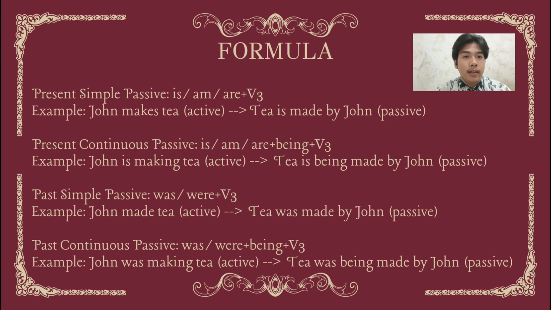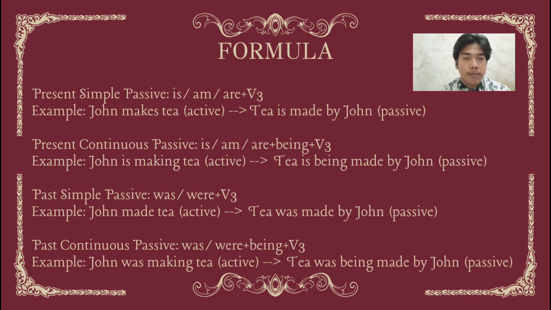On the next slide is the formula. Number one is present simple passive. The formula is: to be (is, am, or are) plus verb 3. For example, in active: John makes tea. For the passive, it becomes: tea is made by John.